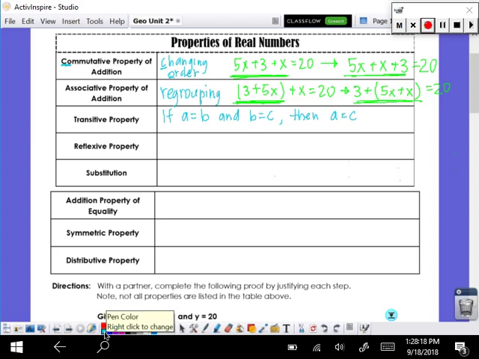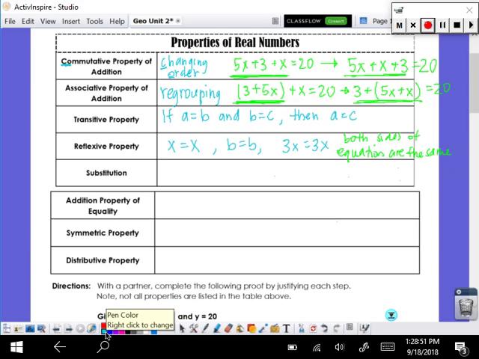Next, the reflexive property. So this is a really easy one. Reflexive property just says some number equals itself. So x equals x, b equals b, 3x equals 3x. So both sides of your equation are the same.